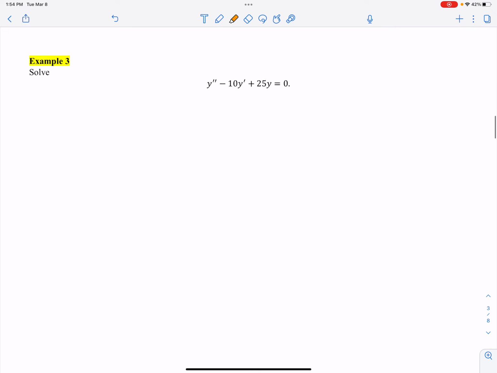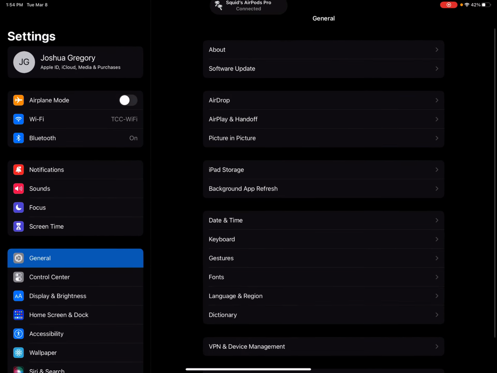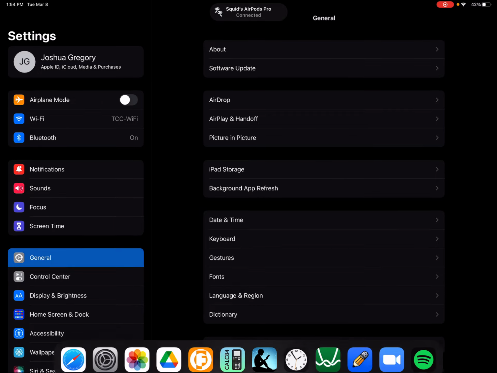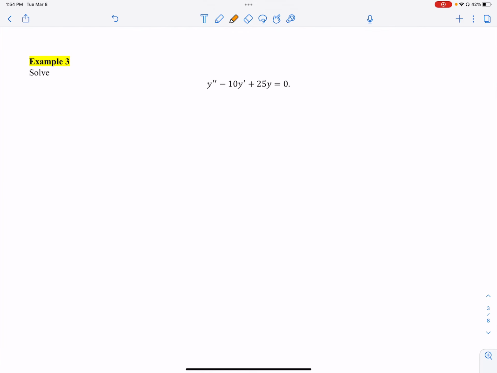All right, let's do example 3. Let me make sure. I think my headphone just died, so I want to make sure I'm good. All right, give me one second to make sure that's connected. It is connected. All right, so just in case my sound went off, my headphone died, I just plugged another one in. All right, so here's example 3.